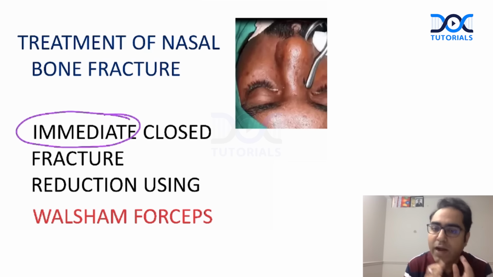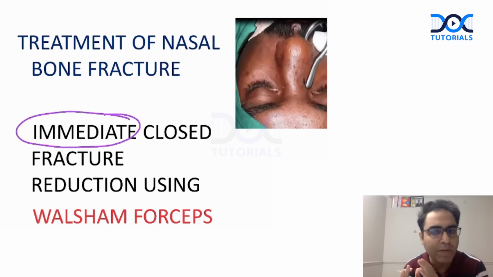And if edema or swelling is mentioned in the MCQ, then wait for 7 days. Let the edema subside and then do the same procedure. So, for nasal bone fracture, two questions are possible. If swelling is not mentioned, then immediate fracture reduction. If swelling is mentioned, then wait for 7 days and then do the fracture reduction. But the forceps is the same. The name of the forceps is Walsham forceps.